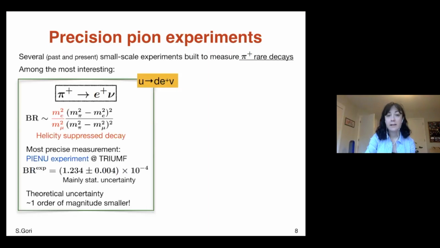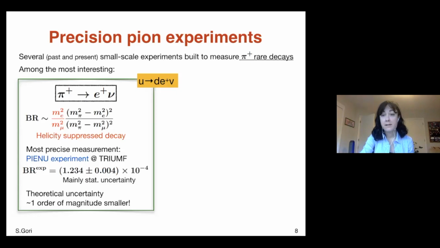So first of all, in the standard model, we have this first decay, pi plus going to a positron and a neutrino, that has a very small branching ratio because it is helicity suppressed. The most precise measurement has been done at the PIENU experiment at TRIUMF. This experiment has already finished collecting data, but they are still analyzing data, in particular in the context of looking for light BSM particles. It's interesting that, if you look at the specific numbers, experimentally the branching ratio has been quite well measured. We are speaking about an experimental uncertainty at a level of few per mil. But actually, the theoretical uncertainty is even smaller, so this would justify us to try to improve also the experimental measurement.